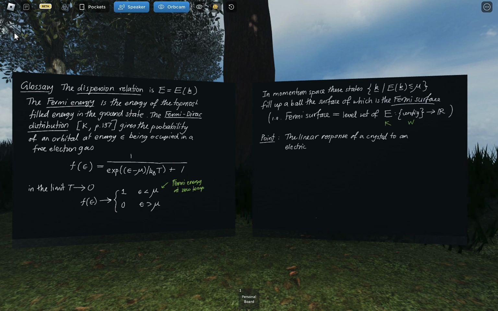This is just a direct quote from Kittel, I think. So the linear response of a crystal to an electric, magnetic, or thermal gradient is determined by the shape of the Fermi surface. I think to this audience I wouldn't quite say shape, I'd say topology and geometry, because both matter and in slightly different ways. Right? But you'll see both discussed in these references.